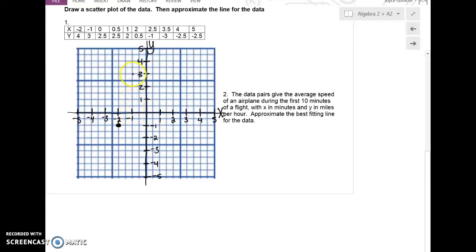-1. Oh, yeah, you're right. You know, I'll just graph this totally wrong. I was checking to see if you were paying attention.